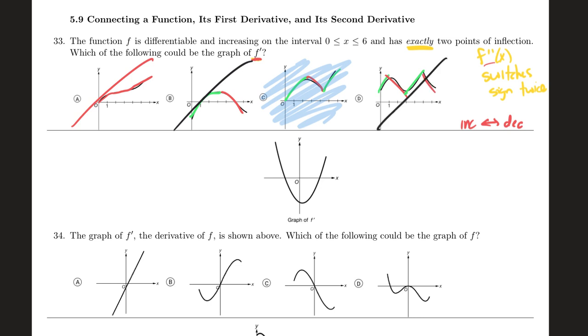The first derivative changing from increasing to decreasing says the second derivative will go from positive to negative and switch signs, and vice versa. So that's why these 2 changes make that the correct graph.